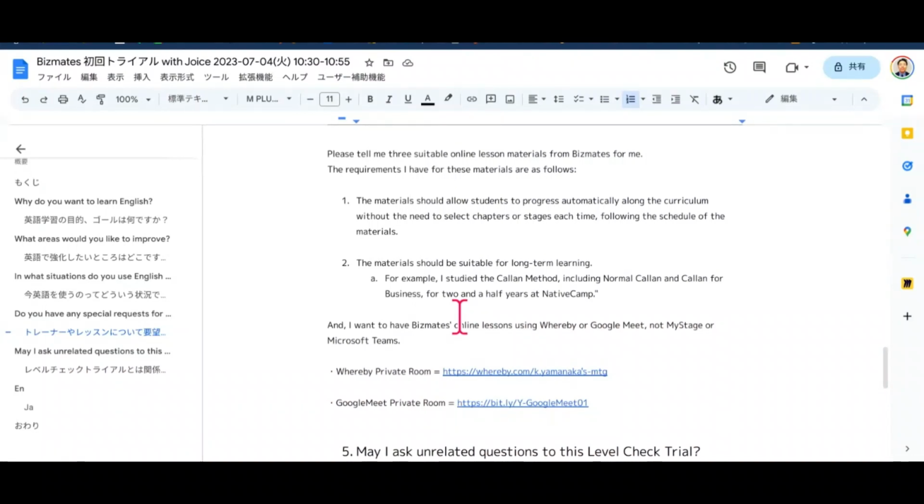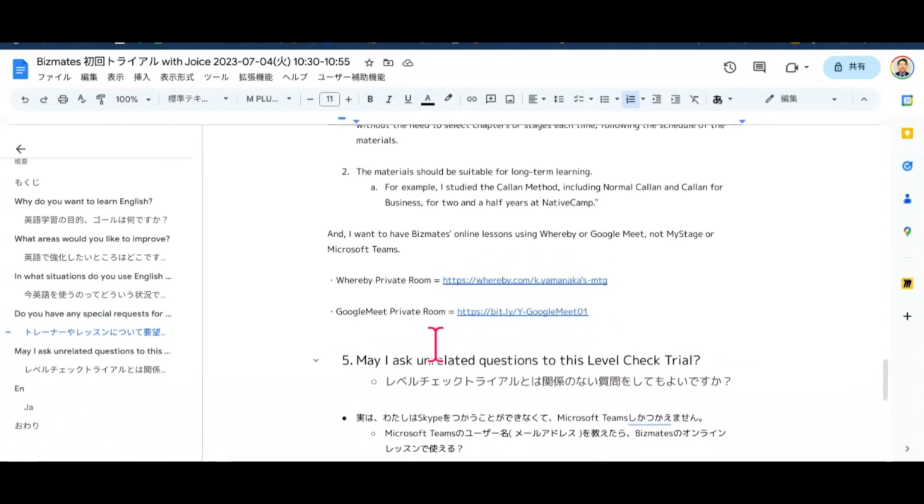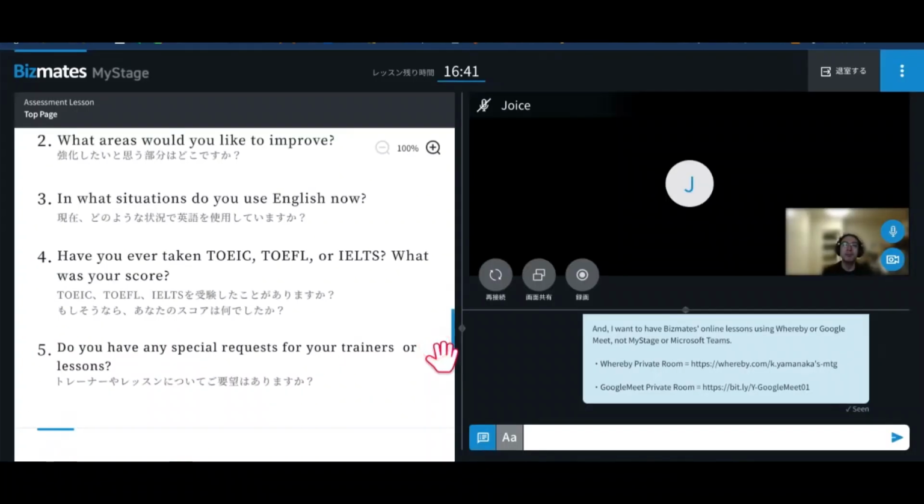And another requirement, I want to have Bizmates online lessons using Whereby or Google Meet, not MyStage or Microsoft Teams. Whereby URLs and Google Meet's private URLs. That's that. All right. But you do know that here in Bizmates, we only use MyStage and Skype, correct? Okay, I know.